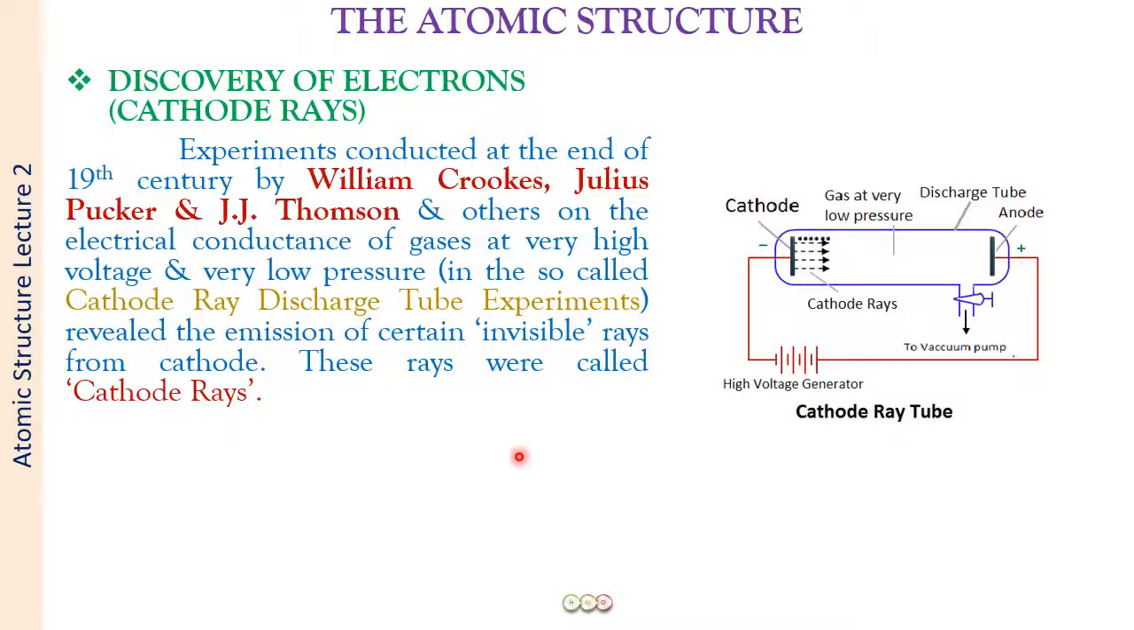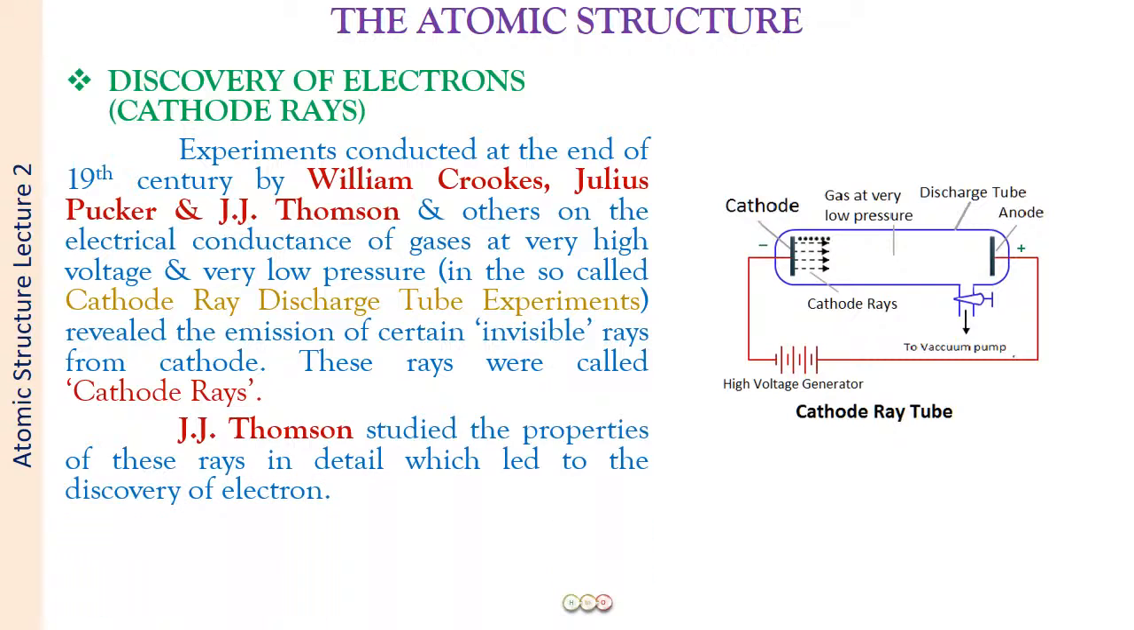The experiments revealed the emission of certain invisible rays from the cathode, and these rays were called the cathode rays. Then Sir J.J. Thomson was the one who studied the properties of these rays in detail, which led to the discovery of the electron.